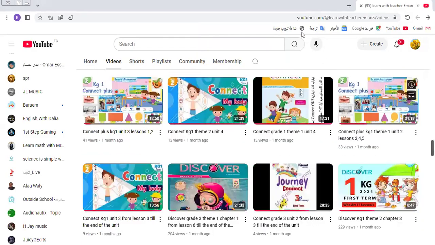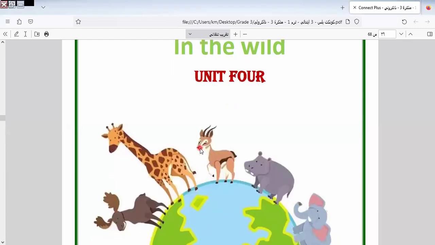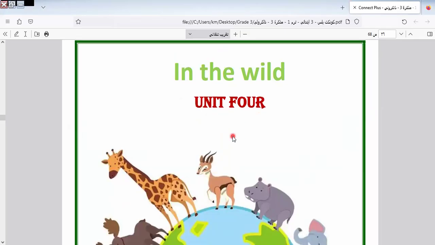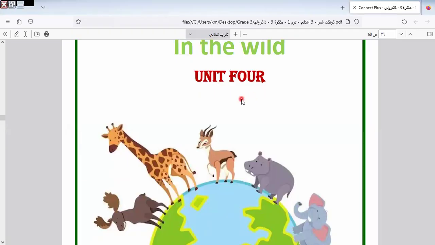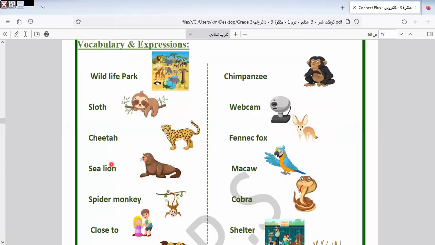Let's go to our revision today. I will make a revision, not an explanation. These days we revise because of the mid-year exam test. I will revise from unit 4 till the end of the book. Here is "In the Wild," the unit we took. Let's revise what we took in this unit.